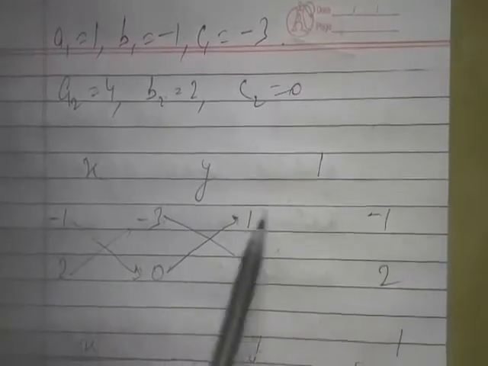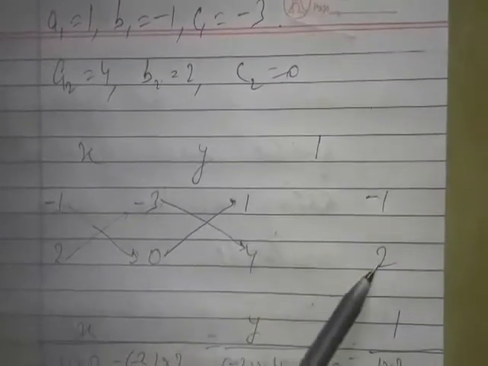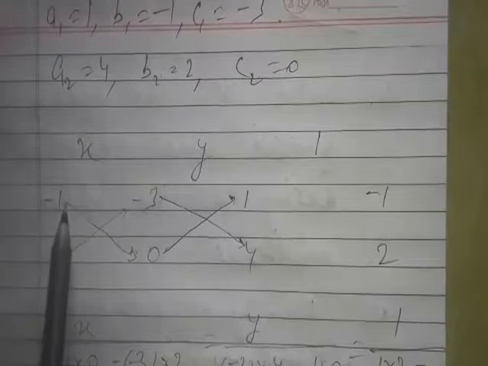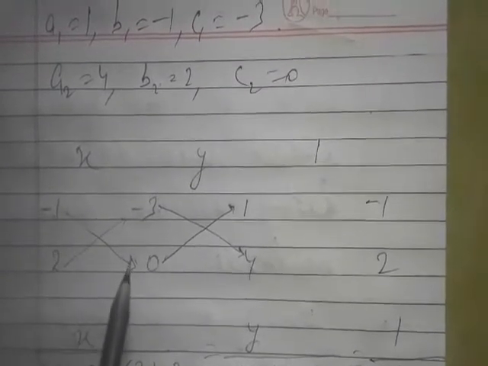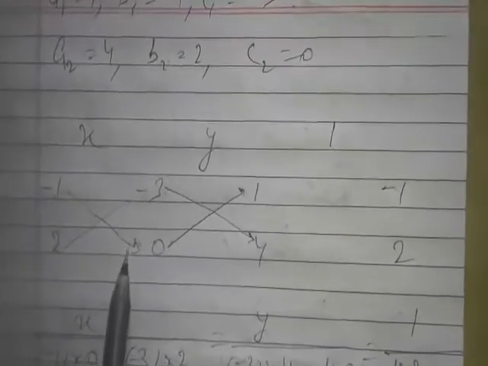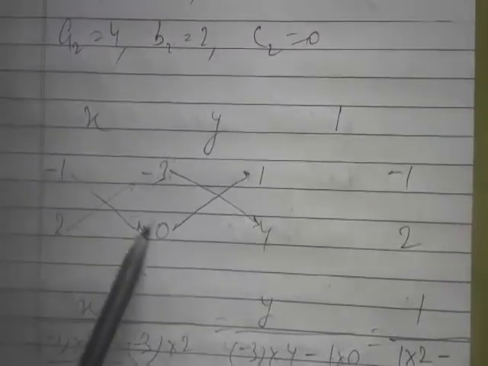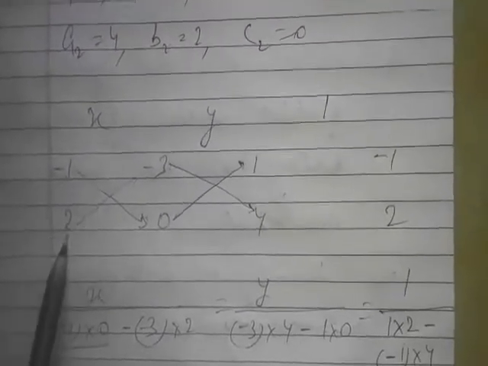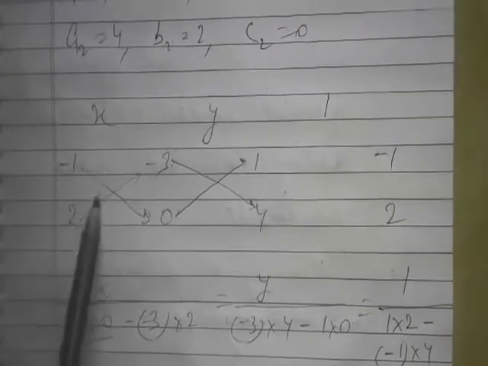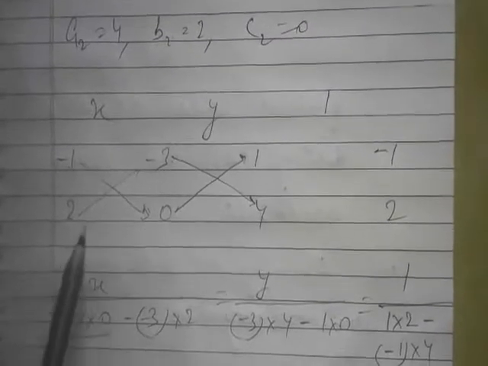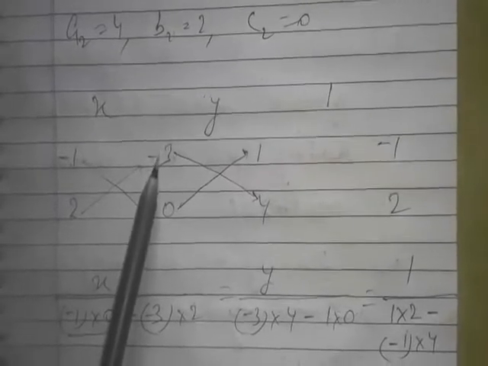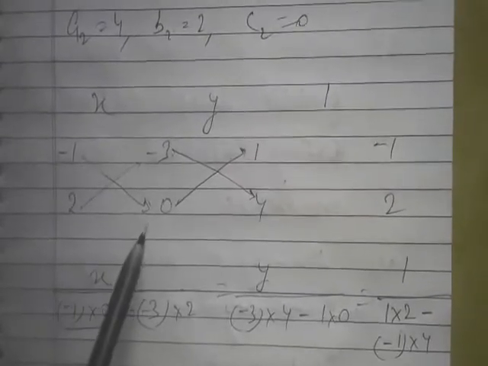Now this has been arranged as per the cross multiplication process. Now we will start finding the product. First we will find the product downward and then subtract it by multiplying upward. Here minus 1 into 0, the downward multiplication, and then 2 into minus 3, upward multiplication. It is B1 C2 and it is B2 C1. Now the product of B2 C1 has been subtracted from the product of B1 C2.